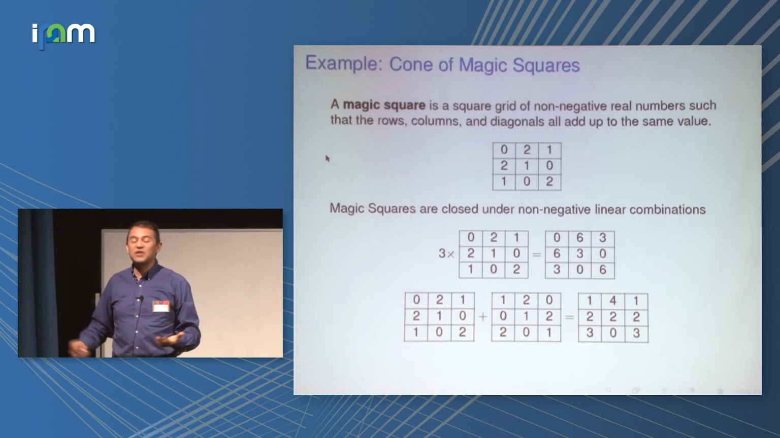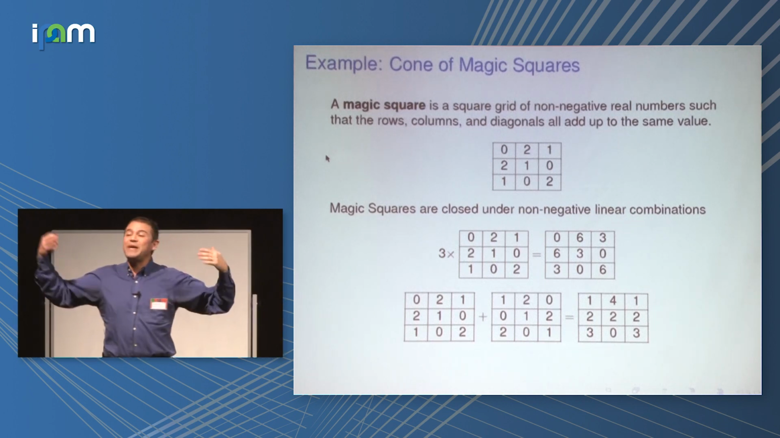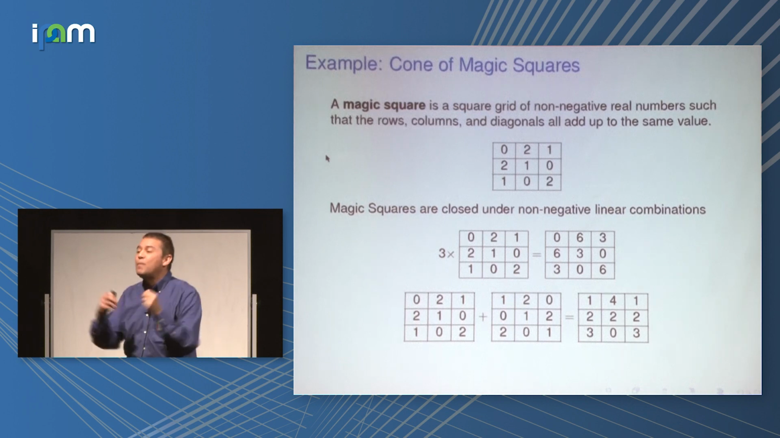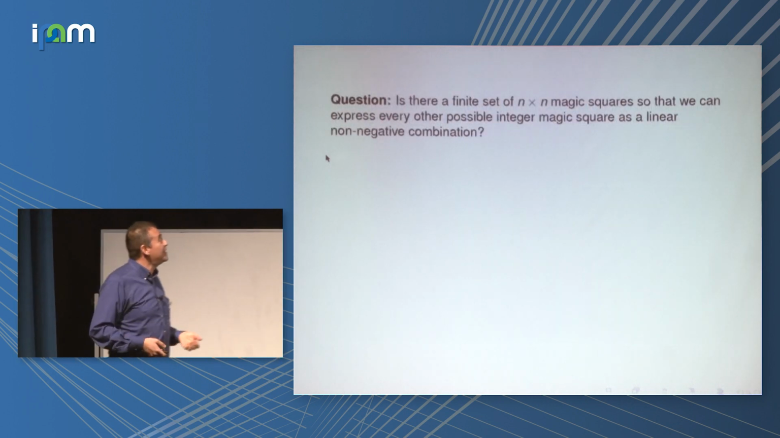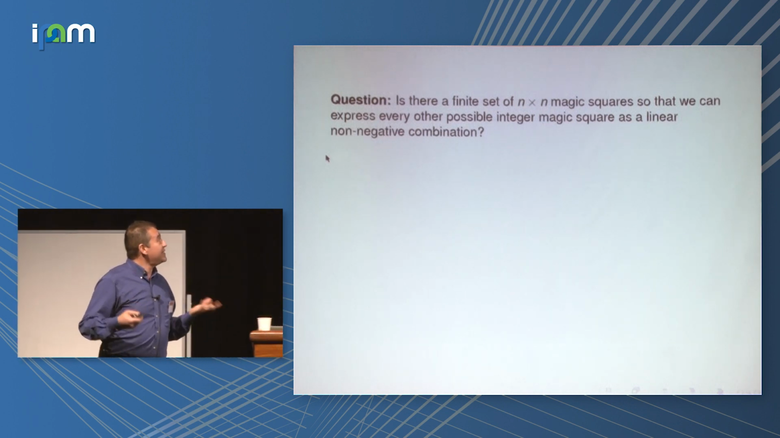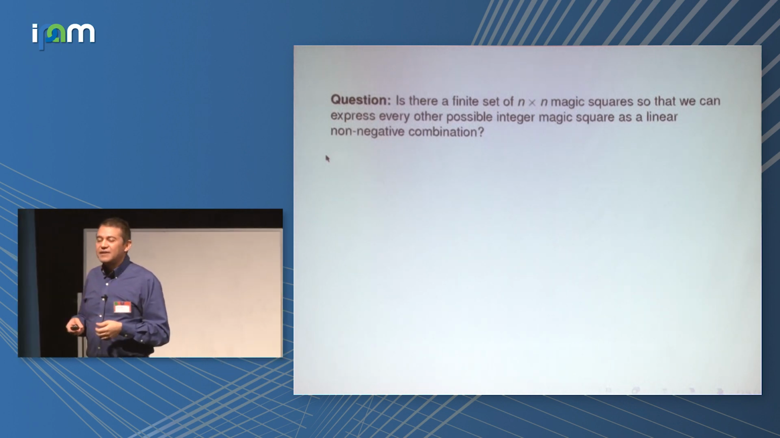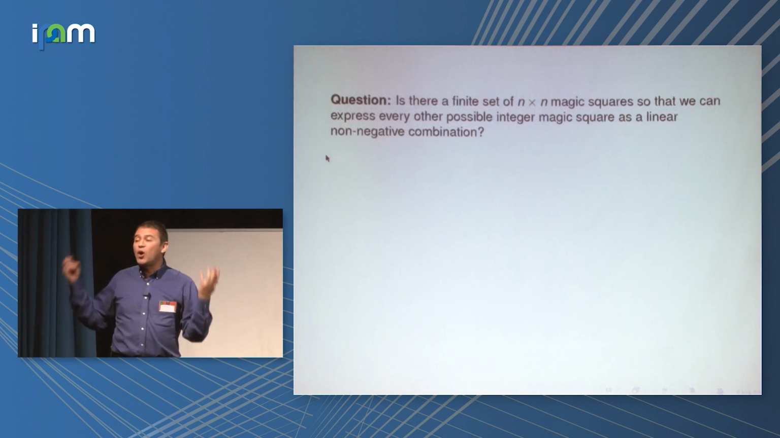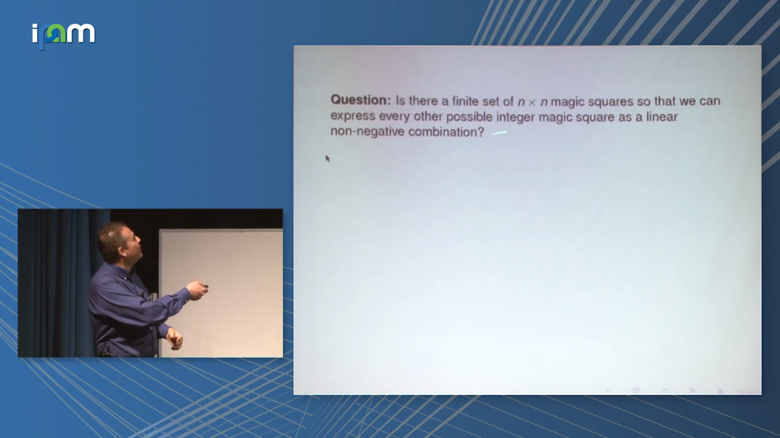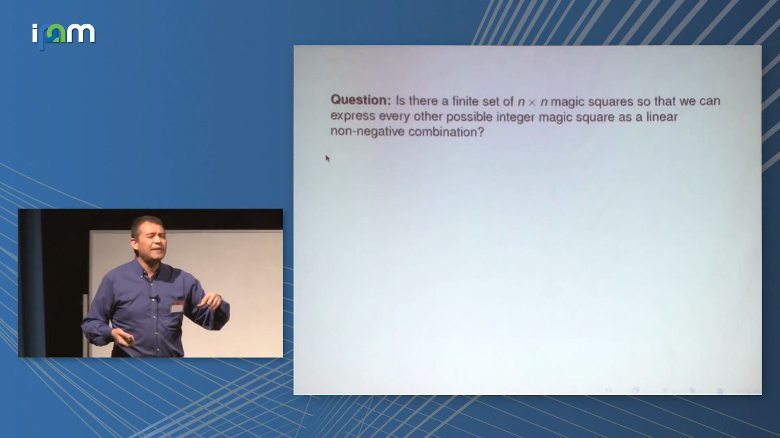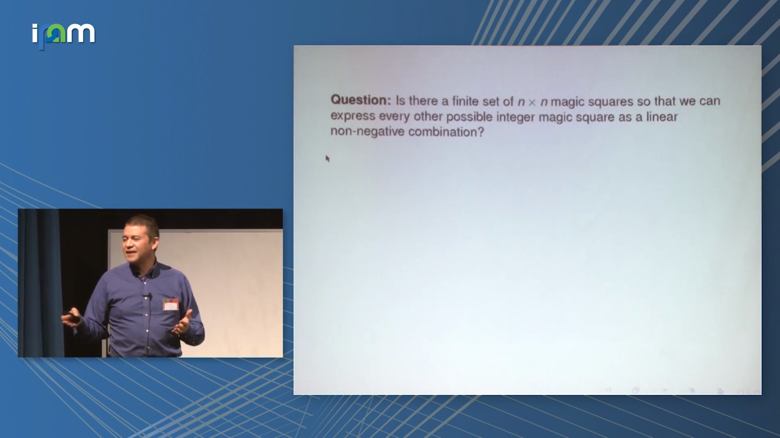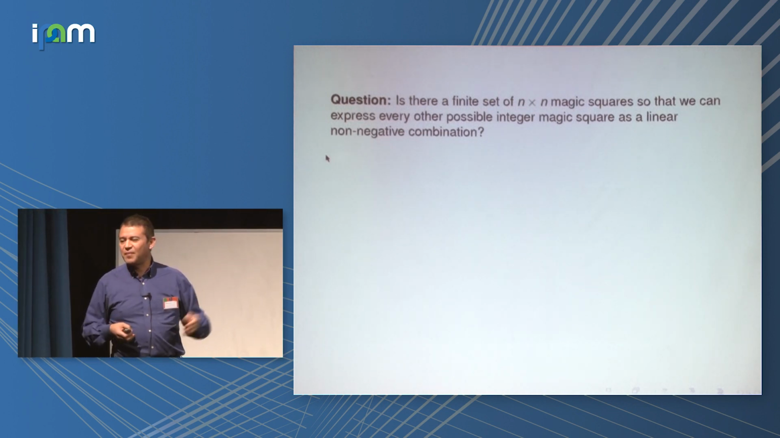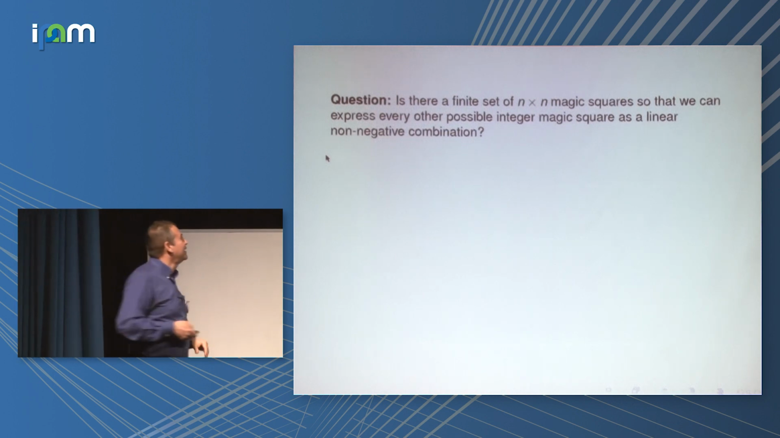So these are linear equations, and there's a natural question. By the Weyl-Minkowski theorem, there has to be another representation. There has to be some kind of basis of the cone, like we teach in undergraduate linear algebra. Is there a finite set of n by n magic squares that generate every possible magic square? By the way, this is a typo. Every possible magic square, not necessarily integer, but most people in recreational math like to do integer magic squares. I allow real magic squares for the moment. Later I will go integer.